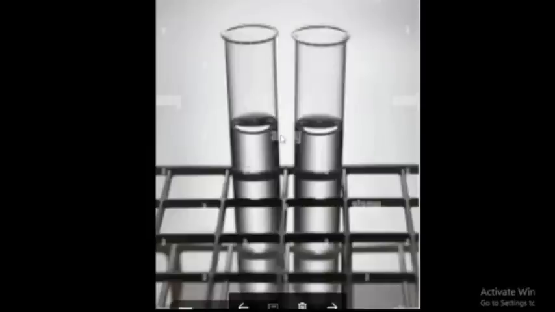So this is water in a test tube. You can see the test tube having water in it, and then on a test tube rack. You can see it here, water in the test tube rack. That is what this particular experiment is talking about.